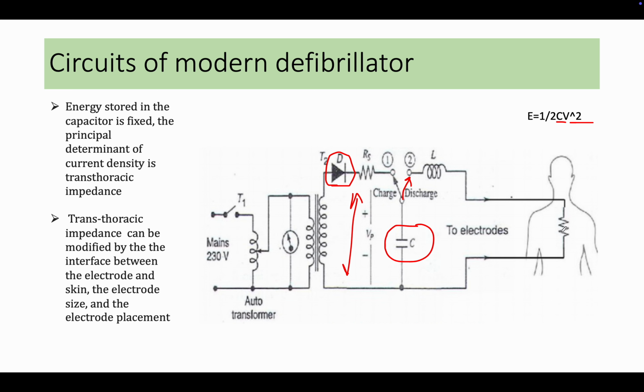What is the main determinant of the joules that are delivered? That is the transthoracic impedance. In order to reduce this transthoracic impedance, we have to have good contact between the electrode and the skin. So we will put some gel to have good contact between them.